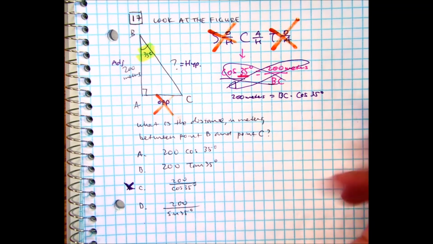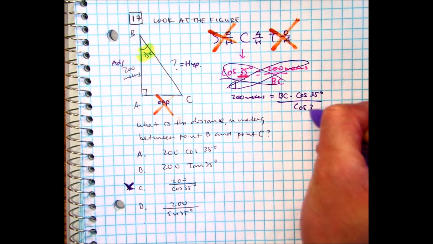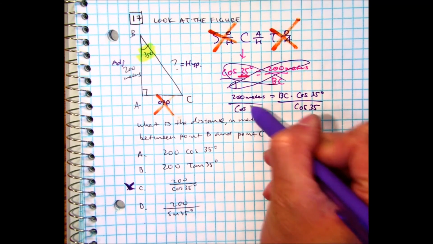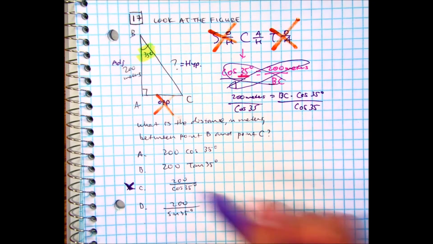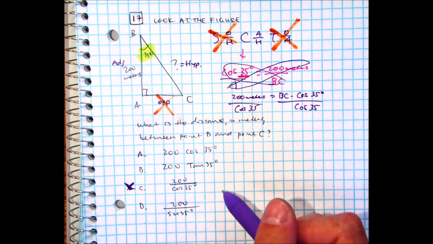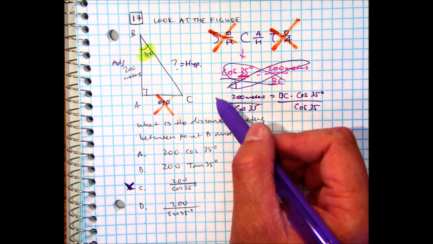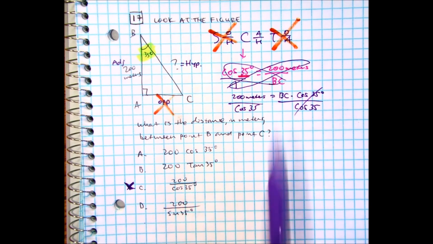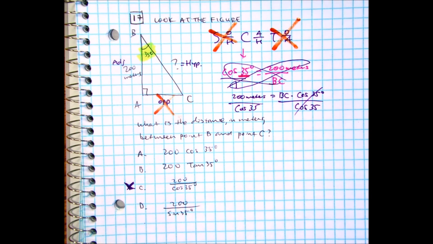Okay, then I'm just going to solve for BC. So divide both sides by cosine of 35. 200 over cosine of 35. That is the right answer. What happened?